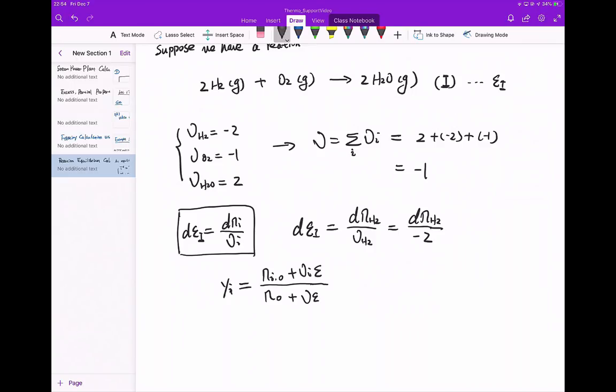So for this specific case, suppose n hydrogen naught would be 2 mole, and oxygen initially we are having 1 mole, then we know n naught of the total is n hydrogen plus oxygen, that is 3 mole.